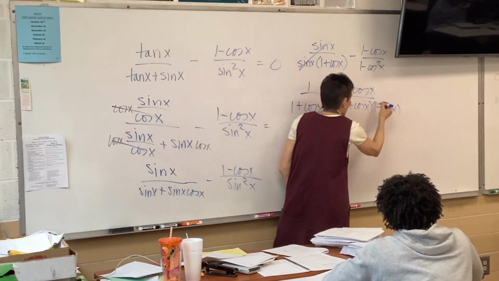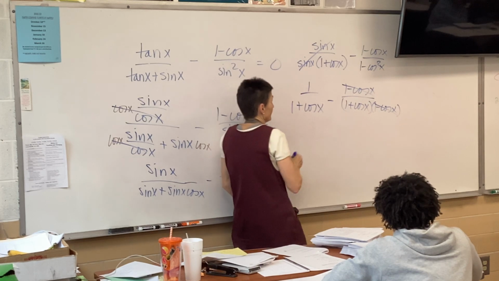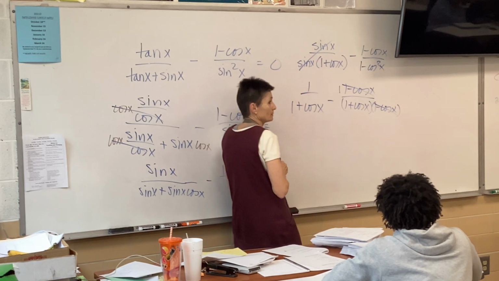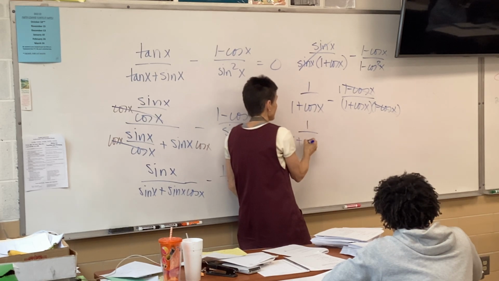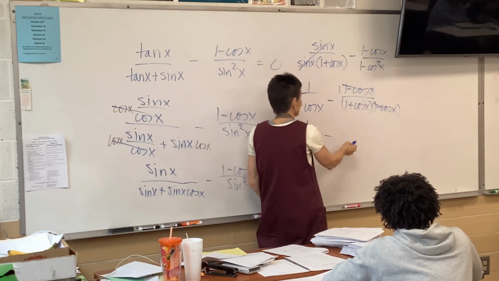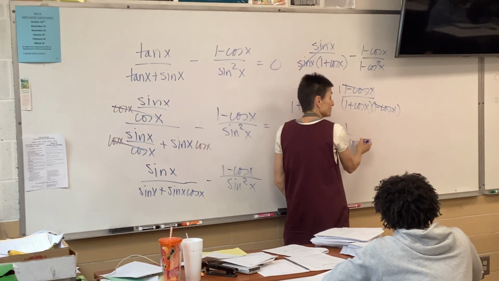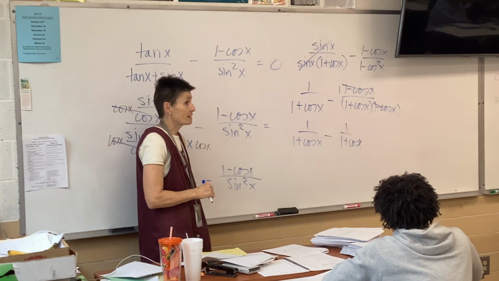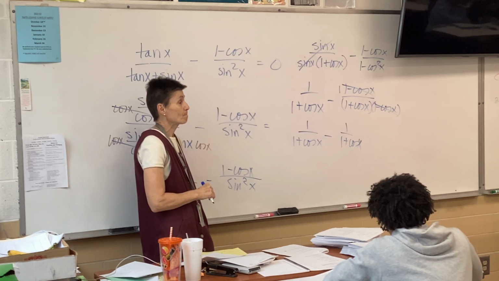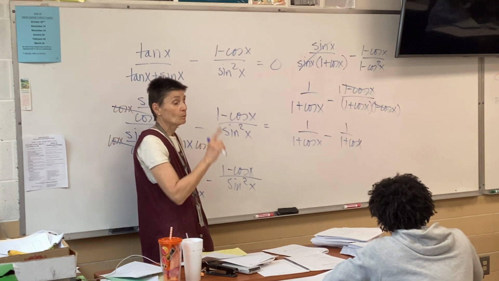Do these cancel? Leaving me with a 1 up here. So what have I got? 1 over 1 plus cosine minus 1 over 1 plus cosine, which all cancels out and makes 0, which is what we want. Alright, we'll do one more.